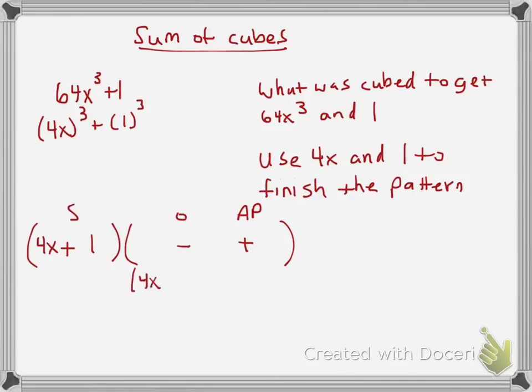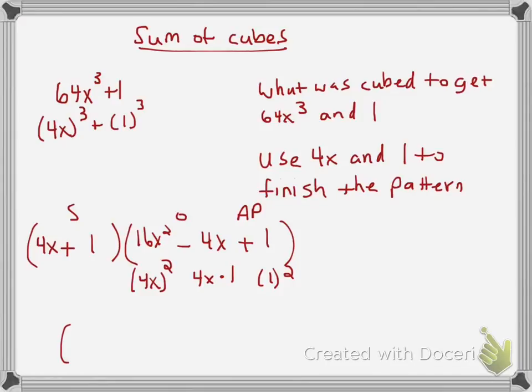So I'm going to take that 4x and I'm going to square it to get the first term in my trinomial. I'm going to take the 1 and square it to get my last term in the trinomial. And that gets me 16x squared and 1. And then I'm going to take the 4x and multiply it by the 1 to get my middle term. So that would be just 4x. Don't worry about any operations. We already figured that out with the same, opposite, always positive.